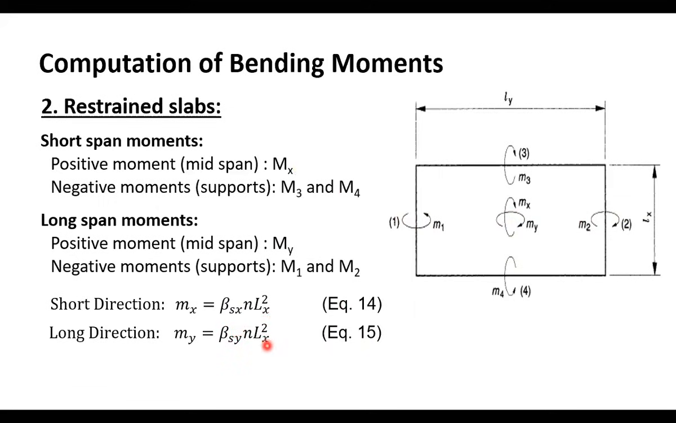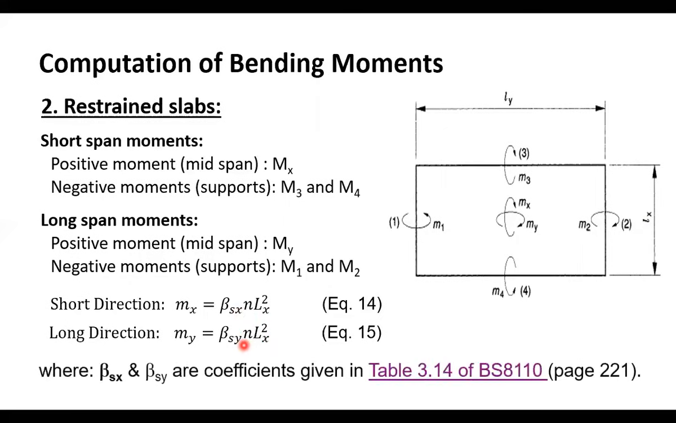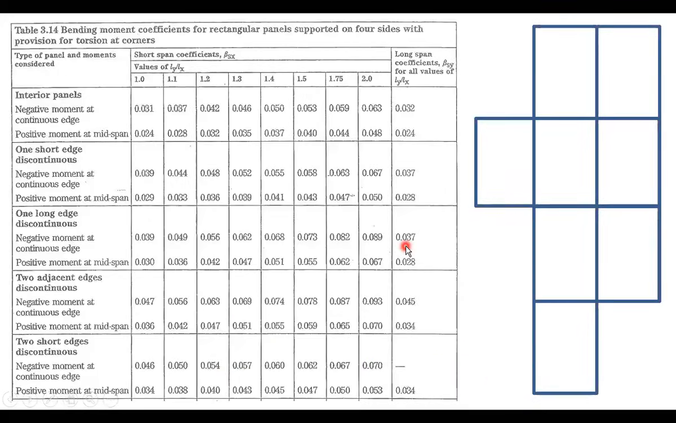NLX square is exactly similar to equations 10 and 11. So what are beta Sx and beta Sy? These are coefficients. Again, from the code, we get them from Table 3.14 on page 221. Let's go and see what we have here in this Table 3.14.